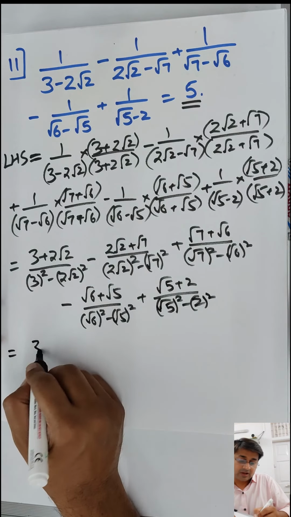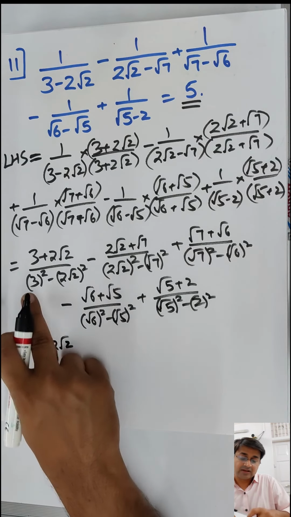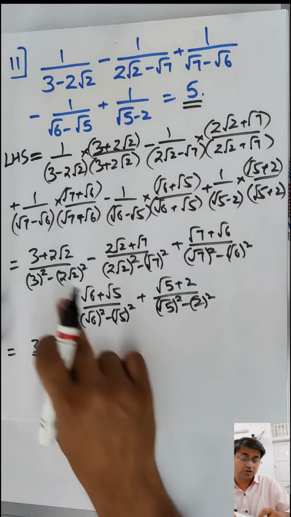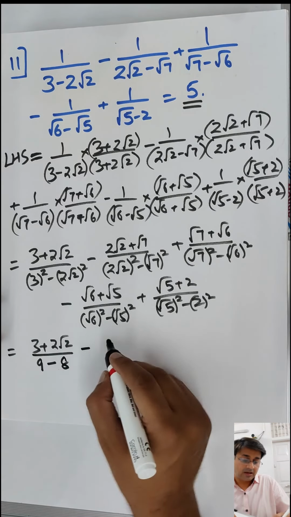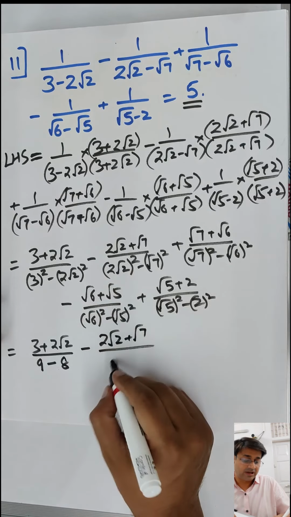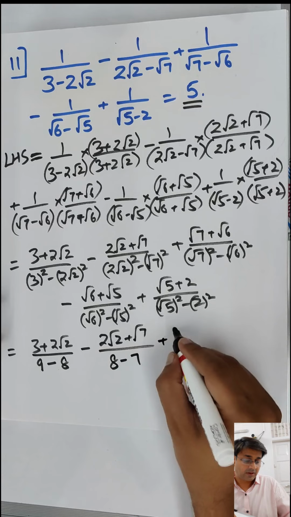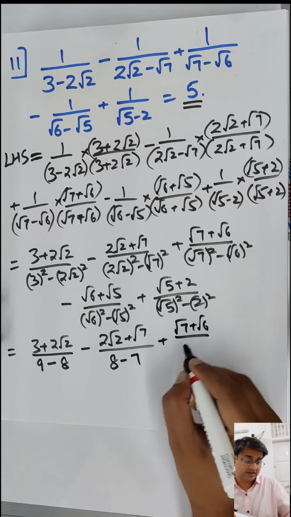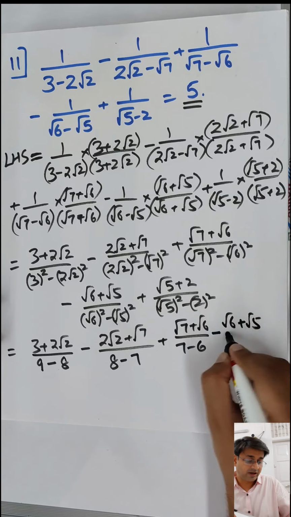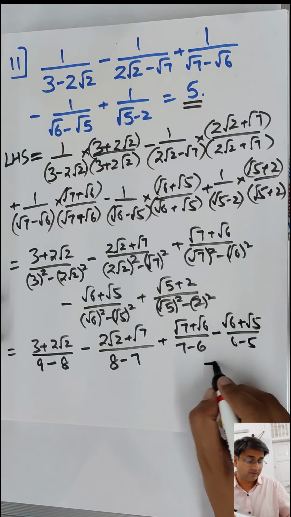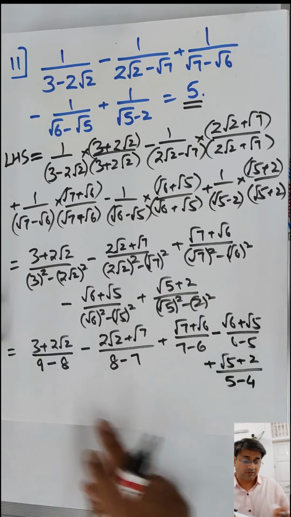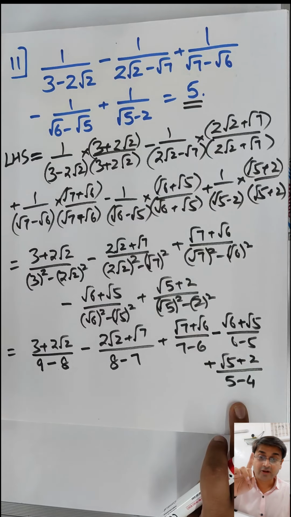So finally 3 plus 2 root 2, this is going to be 9 minus 8 because 2 square, 4 2s are 8. Likewise 2 root 2 plus root 7. So 2 square, 4 2s are 8, minus 7. Root 7 plus root 6, 7 minus 6. Root 6 plus root 5, 6 minus 5. And finally root 5 plus 2, 5 minus 4. All the denominators you are getting 1.